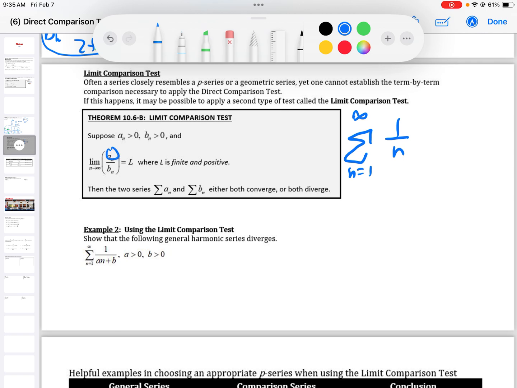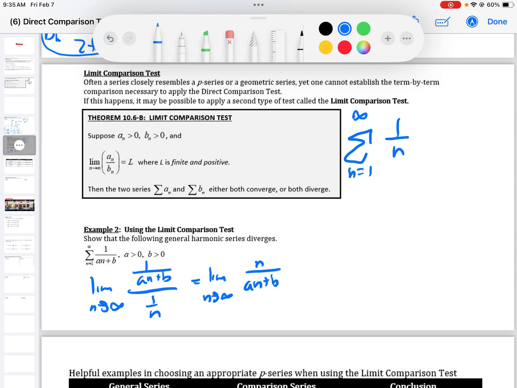It doesn't matter which one's A and which one's B, just put one over the other. Usually I write the limit as n goes to infinity of the original over the one we're comparing. This is equal to the limit as n goes to infinity; instead of dividing by 1 over n, I multiply by n over 1. So this would be n over an plus b. As n goes to infinity, I get the indeterminate form infinity over infinity, so I apply L'Hopital's rule.